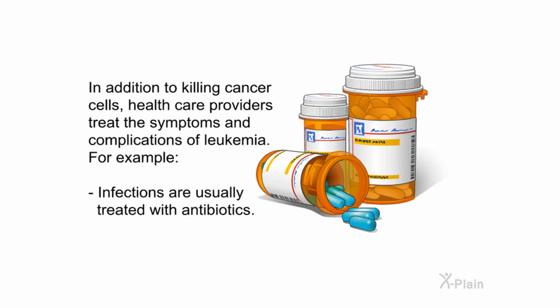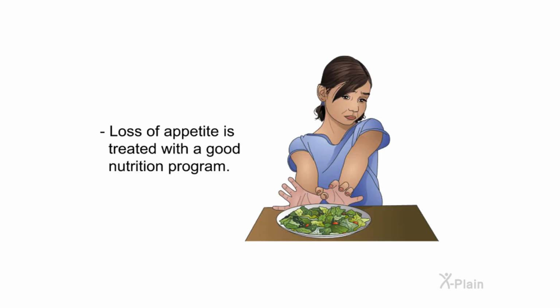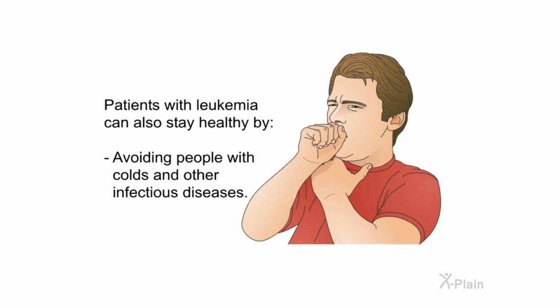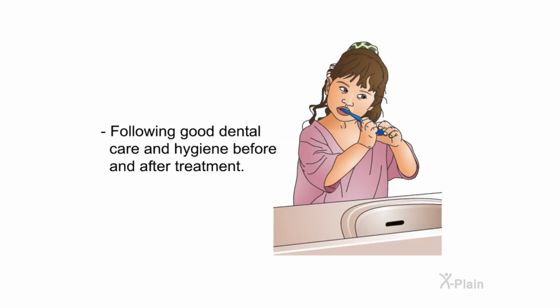In addition to killing cancer cells, healthcare providers treat the symptoms and complications of leukemia. For example, infections are usually treated with antibiotics. Bleeding may be treated with a blood transfusion. Loss of appetite is treated with a good nutrition program. Patients with leukemia can also stay healthy by avoiding people with colds and other infectious diseases, eating well, following good dental care and hygiene before and after treatment.